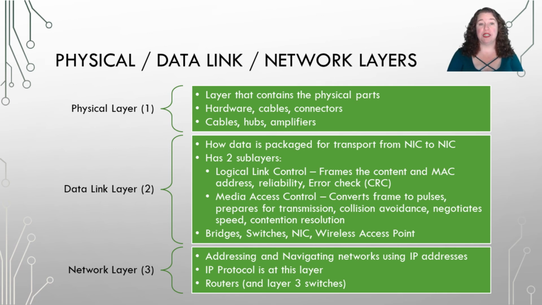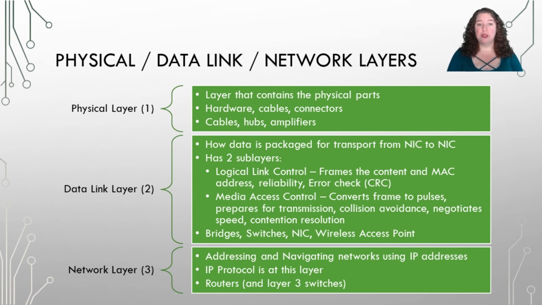These are the things like your bridges or your switches or your wireless access point or your NIC, obviously, because we're transporting from NIC to NIC, so obviously the NIC is a part of this. So the devices that exist on the data link layer, logical link control, LLC, and media access control. The devices on your DLL are going to be your bridges, your switches, your NICs, and your wireless access points. Layer 3, remember we're going up. So the next layer up. This is going to handle where is it going to go, what's the addressing and the navigating using IP addresses. So the IP protocol is at this layer. We're going to talk about different layer protocols as they come along.